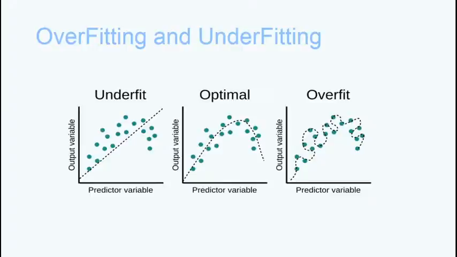What are overfitting and underfitting? When you train the algorithm, if it predicts correctly, that is called optimal. See the line: the dots are the data, and our algorithm learned correctly according to those data. If it is underfitting, we have data somewhere and the prediction line is somewhere else. So that is called underfitting.